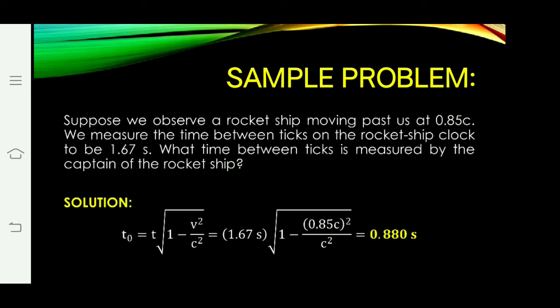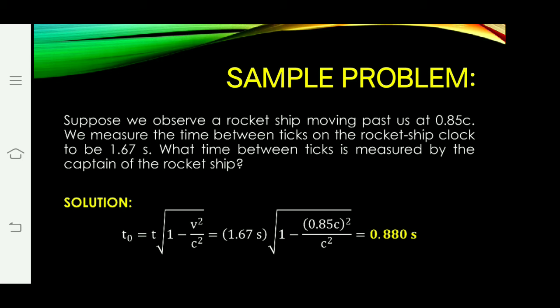This is our sample problem. Suppose we observe a rocket ship moving past us at 0.85 c. We measure the time between ticks on the rocket ship clock to be 1.67 s. What time between ticks is measured by the captain of the rocket ship?